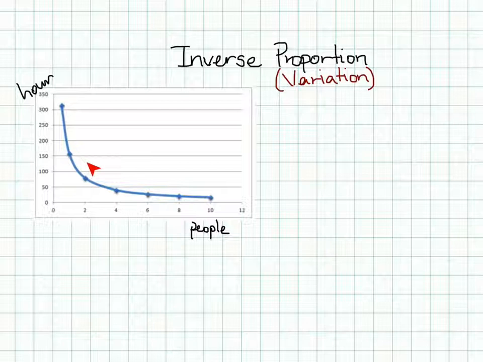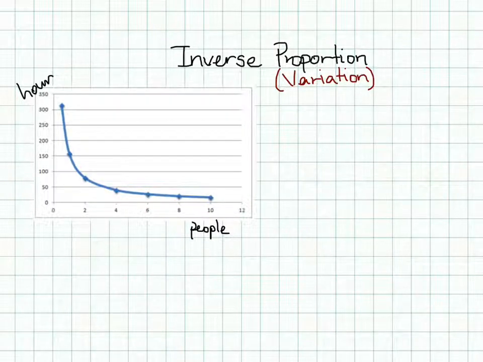So this is what we call an inverse proportion or inverse variation. They vary inversely, meaning that the smaller one value gets, the bigger the other value gets. Okay? So you see, as we get fewer people, it will take more hours. So that's how inverse proportion or inverse variation works.